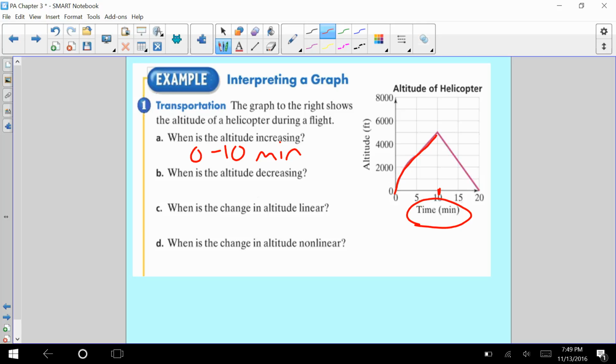When is the altitude decreasing? Well, when's it going down? It's going down over here. That's from 10 to 20 minutes.